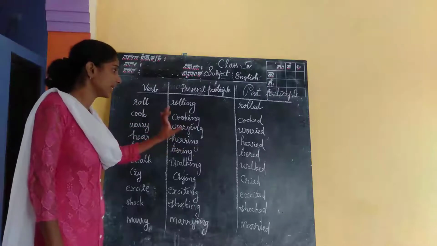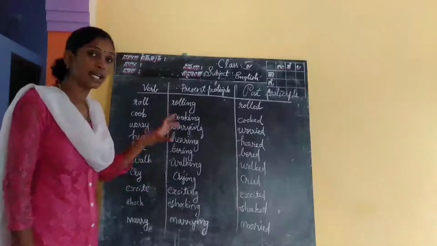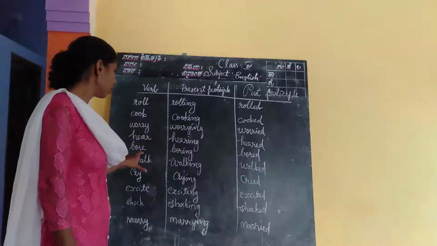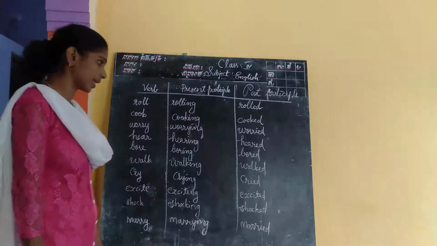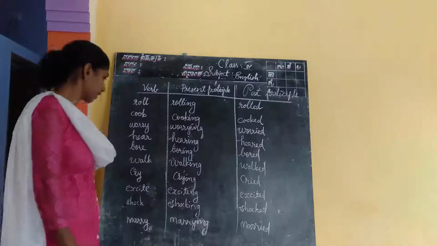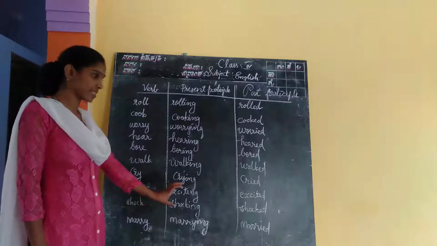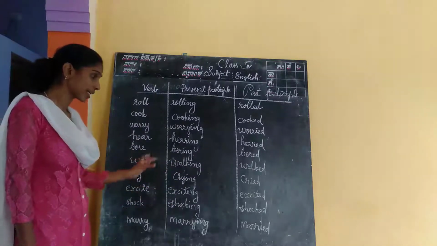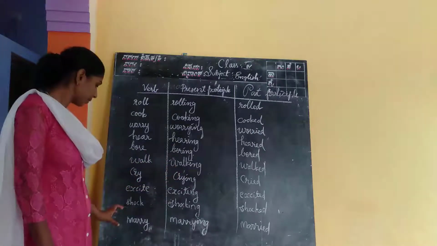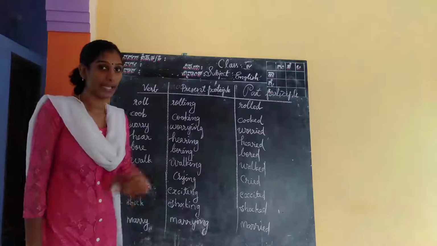Worry, worrying, worried. Hear, hearing, heard. And bore, boring, bored. Walk, walking, walked. And cry, crying, cried. Excite, exciting, excited. Shock, shocking, shocked. And marry, marrying, married.